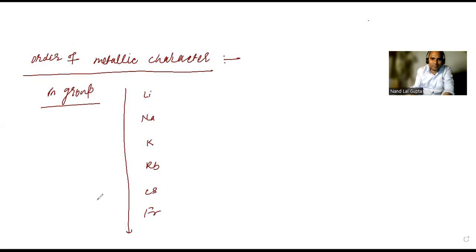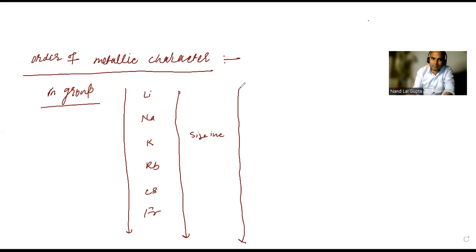Because the number of shells increases. Yeah, that is okay. Size increases, or the number of shells increases. It doesn't mean that metallic character also increases. But what is metallic character? Tendency to lose electron.